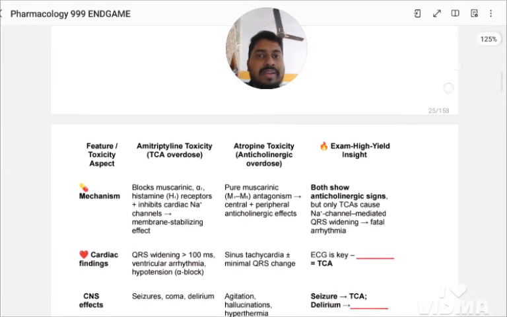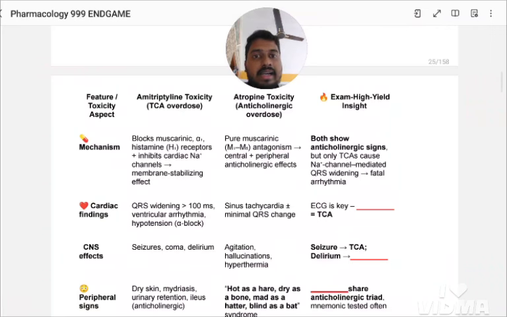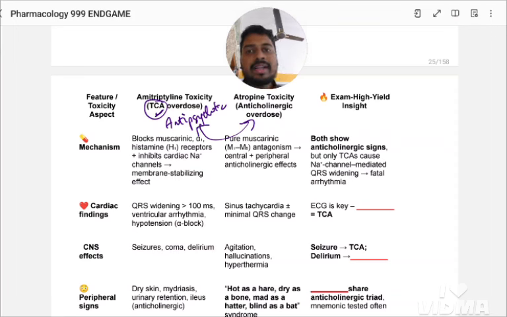Now we'll go to one important differential diagnosis of atropine toxicity, that is anticholinergic overdose, amitriptyline or TCA. Amitriptyline comes under the class of tricyclic antidepressants. Why are amitriptyline or TCAs closely related to atropine toxicity? Because they have some anticholinergic features, so they also present similarly to atropine.